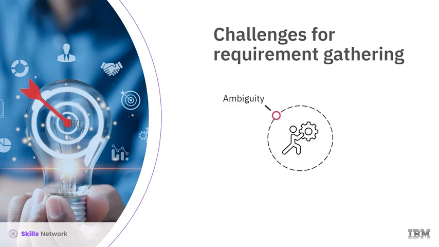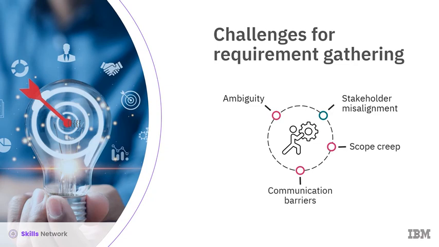Sometimes requirements may be vague or not well defined, leading to misunderstandings and misinterpretations. Different stakeholders may have conflicting priorities or expectations, making it difficult to gather a coherent set of requirements. Over time, additional requirements might be added to the project, leading to an uncontrolled expansion of the project scope. This can result in delays and budget overruns. Poor communication between stakeholders and the project team can result in incomplete or inaccurate requirements. Business environments are dynamic, and requirements may change over time. Managing these changes without disrupting the project timeline is a significant challenge.